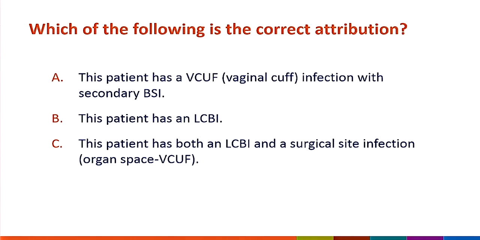Which of the following is the correct attribution? A, the patient has a V cuff infection with secondary BSI. Or B, the patient has a laboratory confirmed bloodstream infection. Or C, the patient has both, an LCBI and a surgical site infection, which is a V cuff organ space.